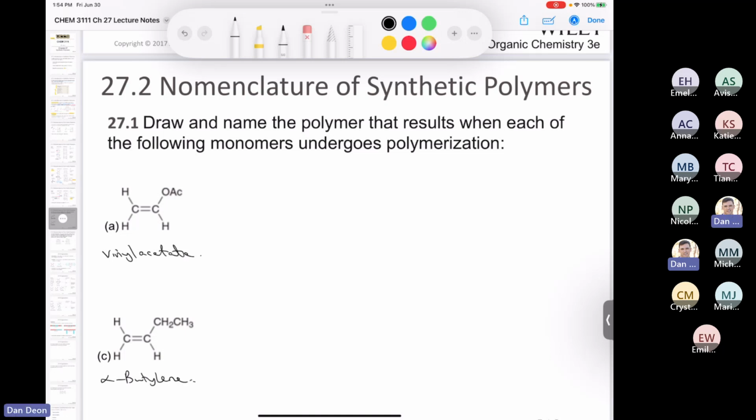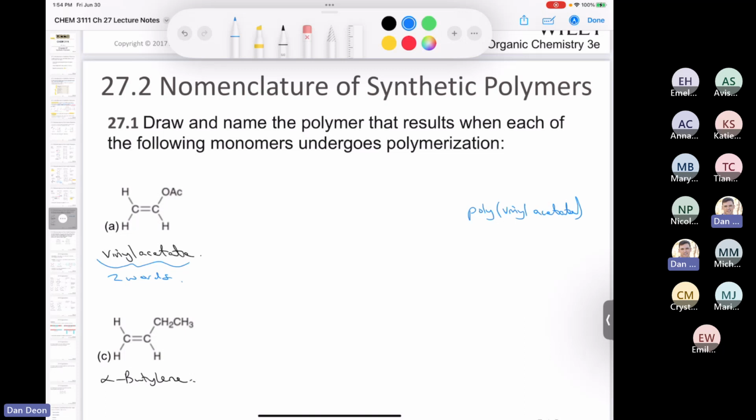So if we want to name the polymer of vinyl acetate, it's going to be polyvinyl acetate. But when we have two words, the way that we do it is we put poly first, and then we put vinyl acetate, the two words, in brackets.